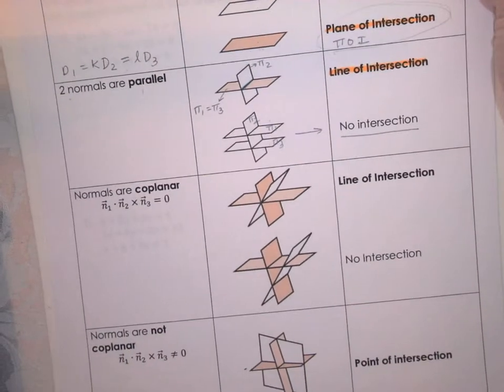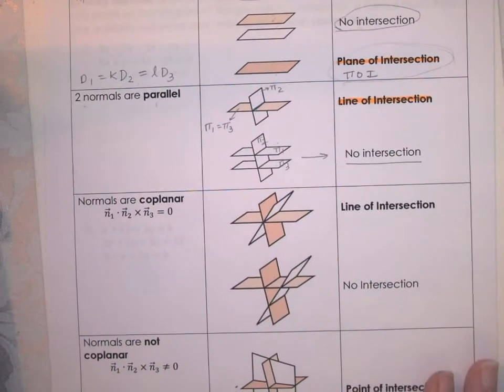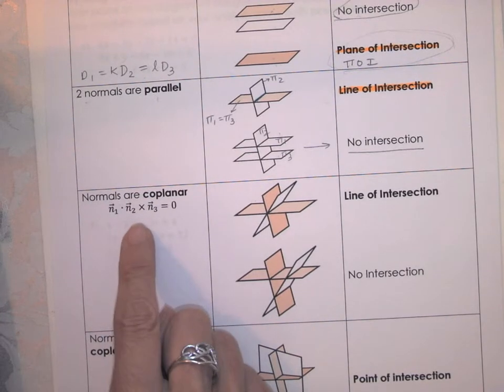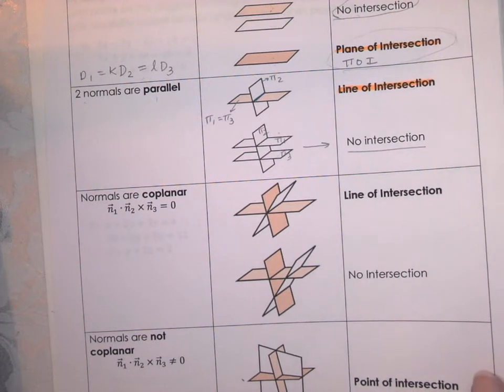Now our next one is the normals being coplanar. We know that our test for normals being coplanar is n1 dot n2 cross n3 is equal to 0. And if you remember why that is, say we have 3 vectors here.